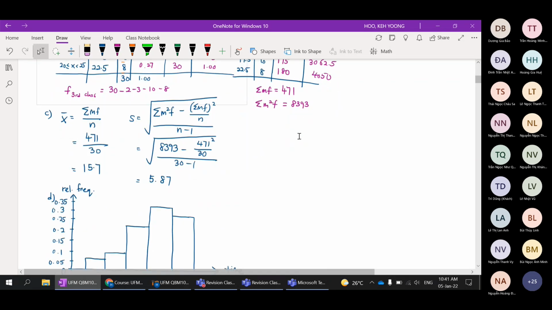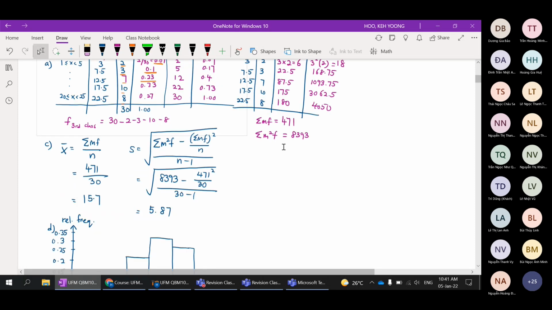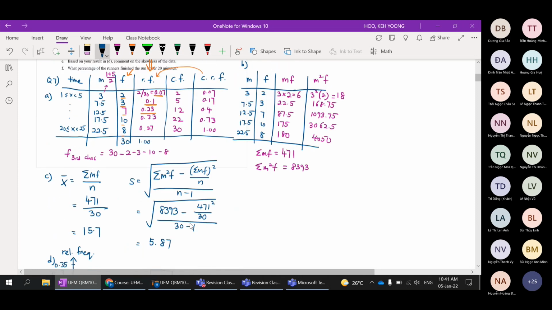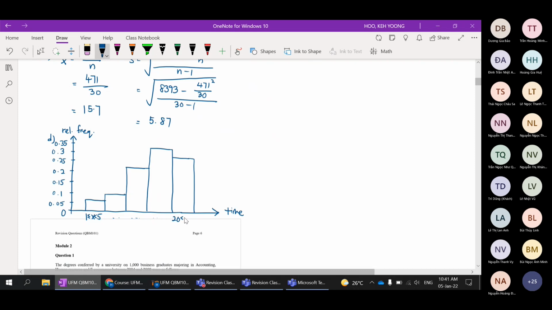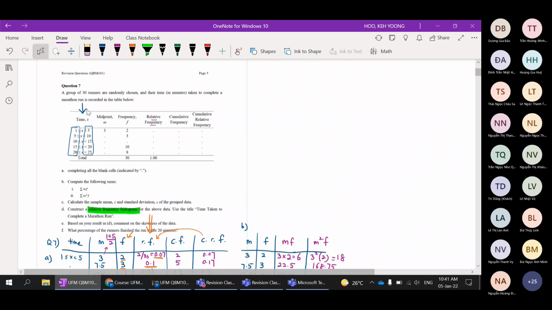Please write down the interval below the rectangle. So for this one, you have less than 5. Make sure you have sufficient space to write down the class interval. Then the second one, the third one, the fourth one, until the last one, 20 to 25. Follow the class interval given. You can refer to the first column of the table.